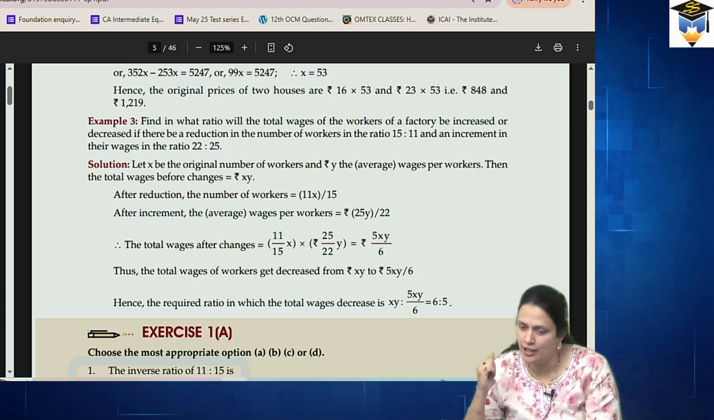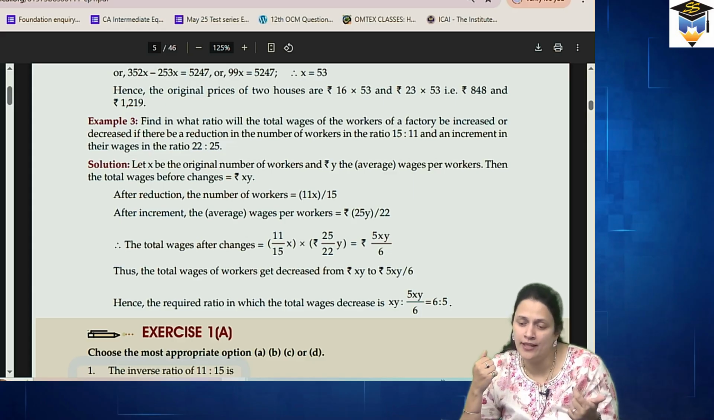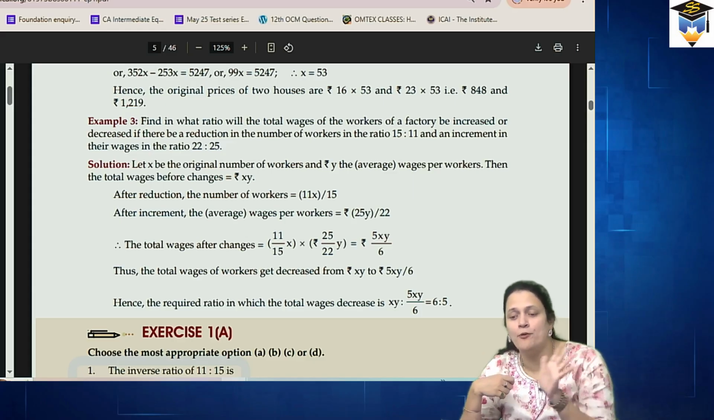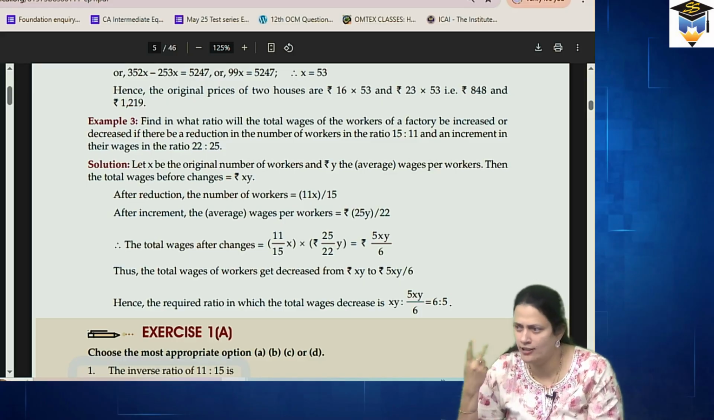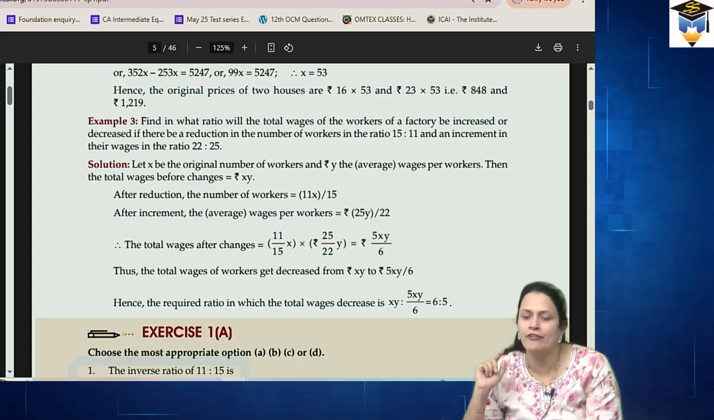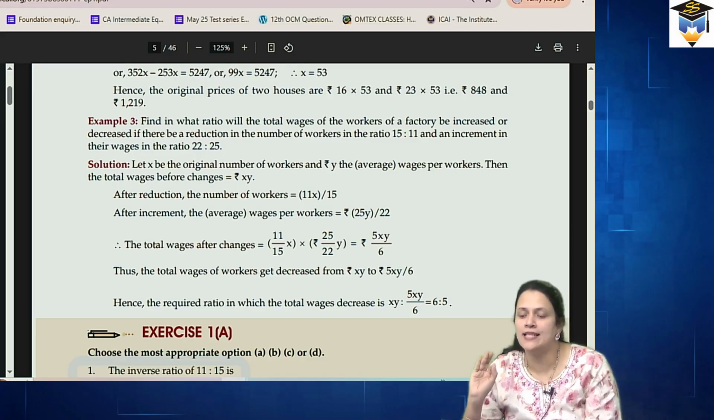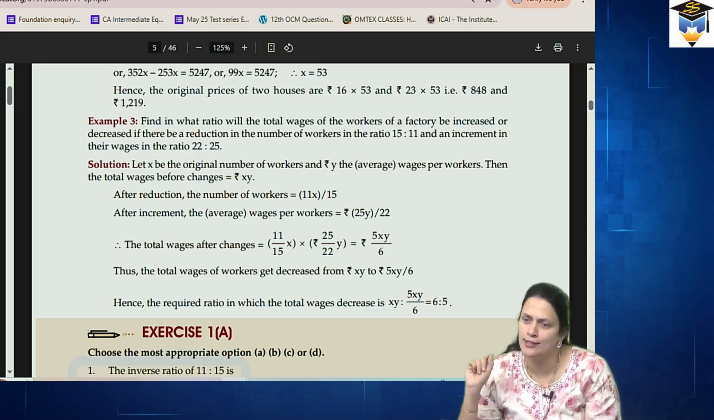Okay, after reduction the number of workers becomes 11x upon 15, reciprocal, and after increment it becomes 25y upon 22, again the reciprocal. Now the total wages after changes, so multiply, when you multiply 11 upon 15x into 25 upon 22y, the answer that you get after reducing it to the lowest form is 5/6 of xy, that is 5 upon 6 into xy.